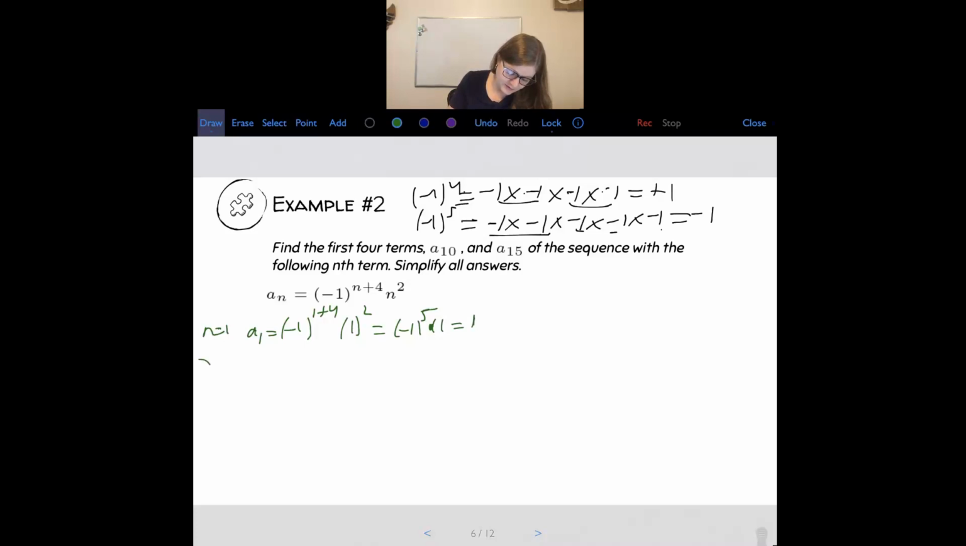Okay, so n equals 2 is next. So we have negative 1 to the 2 plus 4, times 2 squared. What is that? 2 plus 4, so that's to the 6th, times 4. So this is just 4. Okay, oops, that should be negative 1. The first term is negative 1. Negative 1 to the 5th is negative 1 times 1 is negative 1.